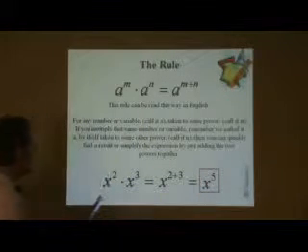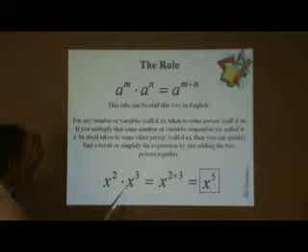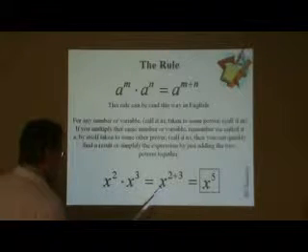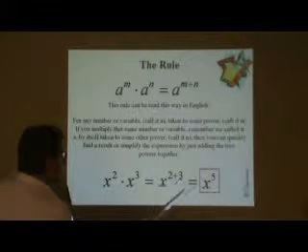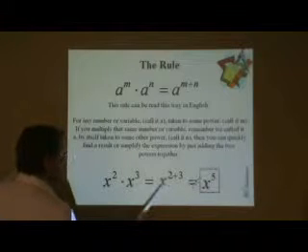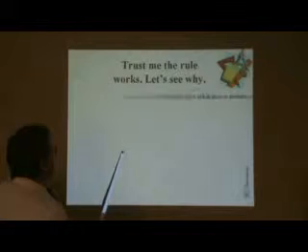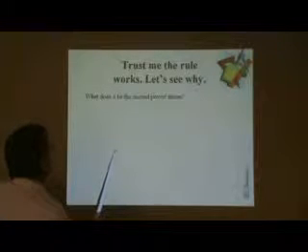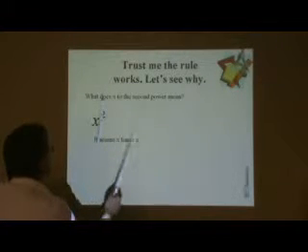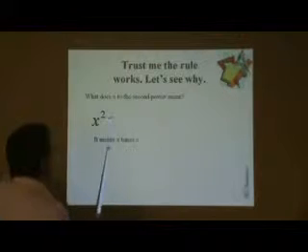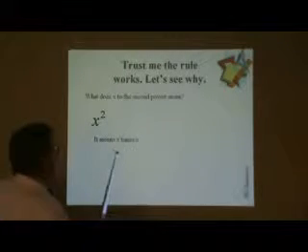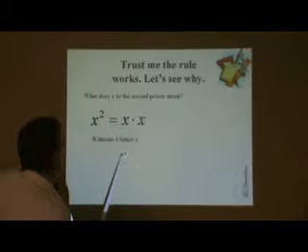For example, x to the second power, x to the third power, we get x to the power 2 plus 3, and that equals 5. 2 plus 3 is 5. Boom! Trust me, the rule works, but let's explore why. What does x to the second power actually mean? If we dig apart what it actually means, it'll help us understand why the rule works.